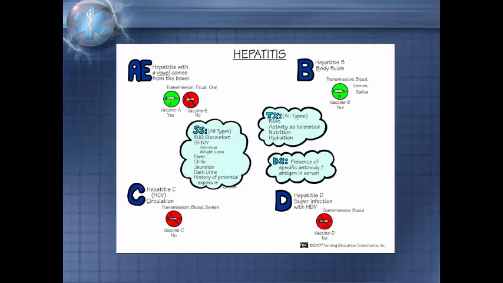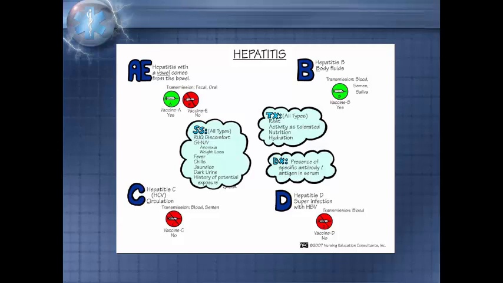Hepatitis C is from circulatory, primarily blood, but there has been some evidence of potential for semen transmission as well. There is no vaccine. Up until recently, there was no cure, but they have recently discovered a cure if you have no previous treatment for hepatitis C. Hepatitis D is what they call a superinfection, meaning you don't get D unless you already have B. Alright, there is no vaccine, and it's transmitted through the blood.